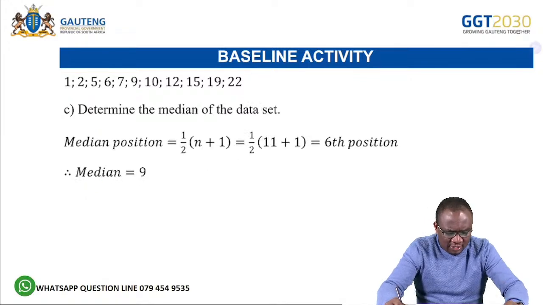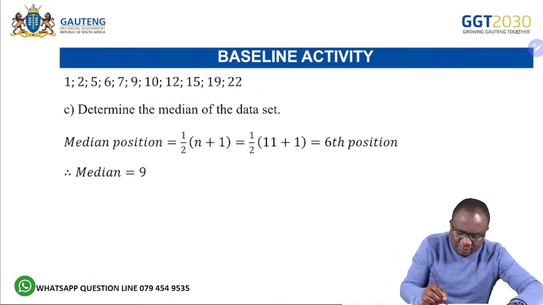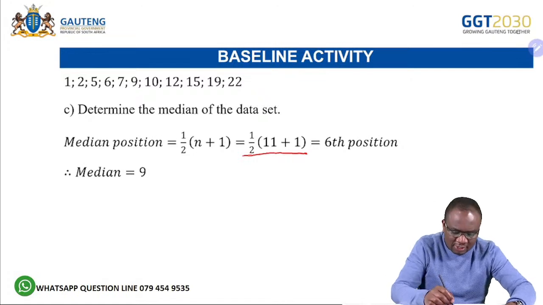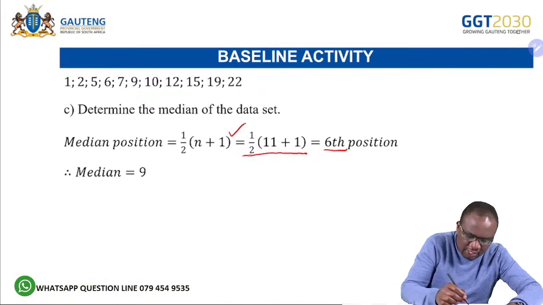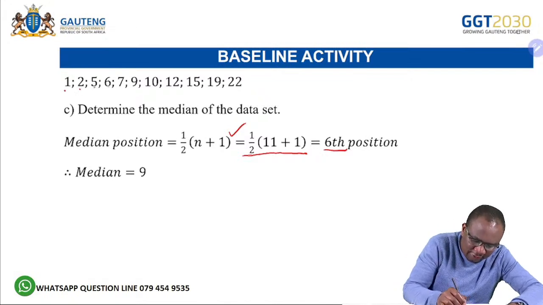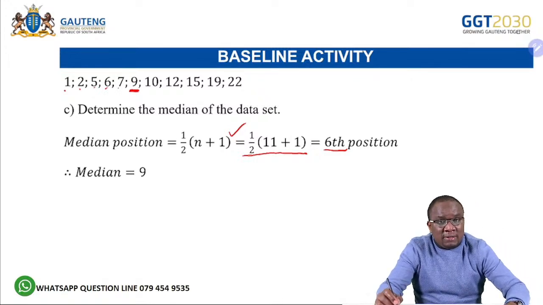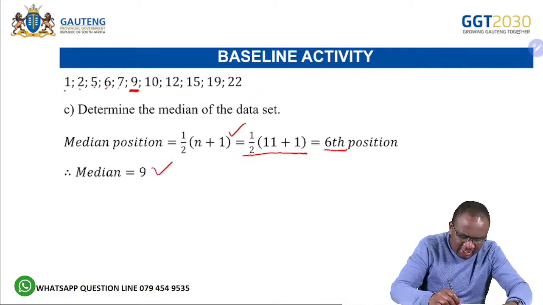And then what was the next question? Determine the median of the data set. How did you do it? Remember, we find the position using this formula, and then we found that the median is in the 6th position. So it's 1, 2, 3, 4, 5, 6. Again, revising what we did when we were doing measures of central tendency, this is the median. 9 is the median.